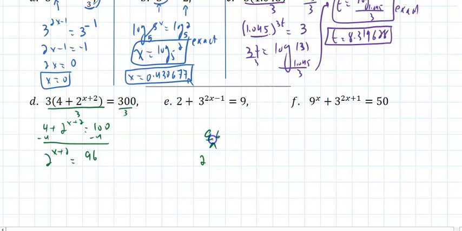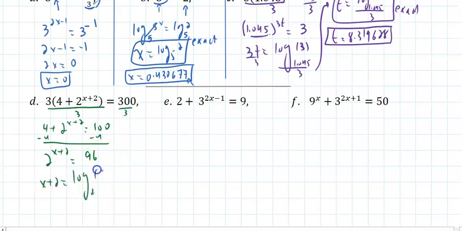2 divides 96 four times: 48, 2 times 24, 2 times 12, 2 times 3. So I can't write it as an exponential with a base of 2. I could have figured that out from the beginning, since 9 plus 6 is 15, and 3 divides 15. So what am I going to do? I'm going to go for logs.